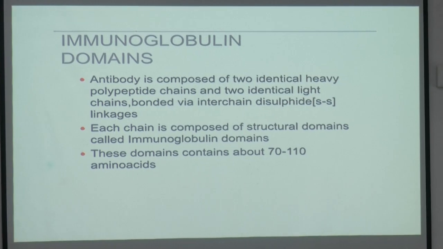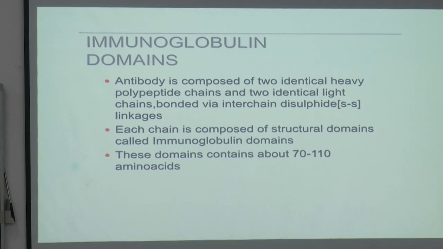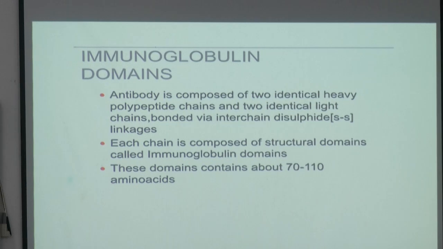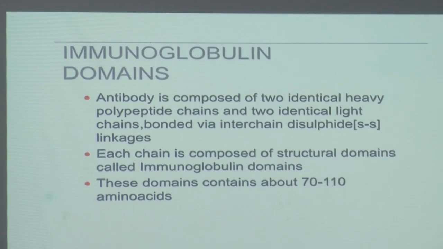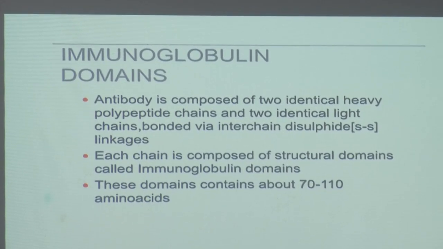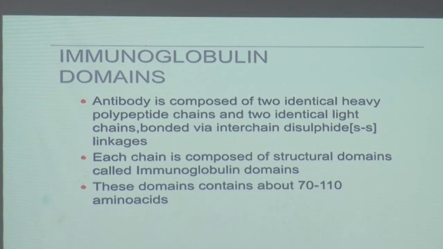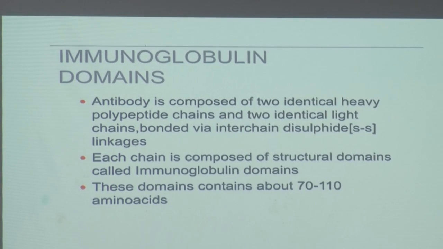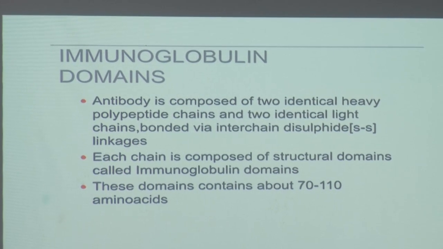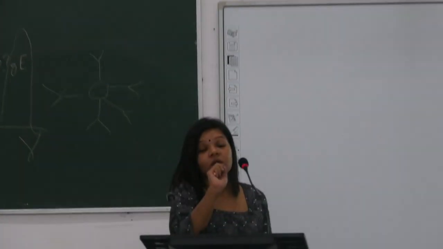Okay. So what are the types of antibodies? Composed of two identical heavy polypeptide chains and two identical light chains. What are the types of light chains? There are two types of light chains. One is kappa, another is lambda. And based on different types of antibodies, there are five types of heavy chains. What are they? Alpha, gamma, delta, epsilon and mu.